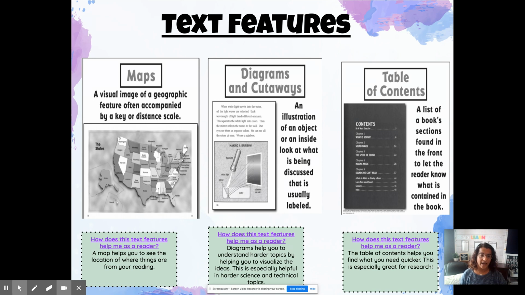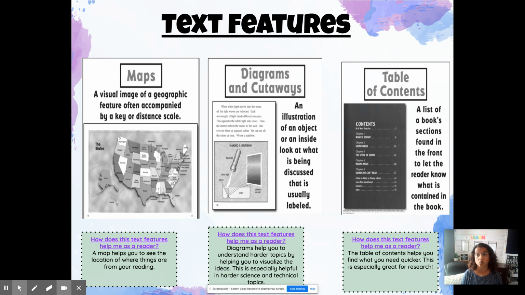So here are a couple of text features that are pretty common that I definitely want you to know. Maps. They're obviously a visual image of geography. How does it help you? It helps you to see the location of where things are from your reading. So if, for example, in this science book, they were talking about a piece of technology, and they gave me a map and said, this is where it's happening, that would really help my brain to understand where it's happening, or even in all of the world.